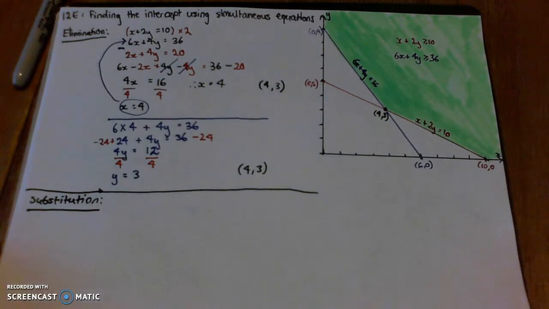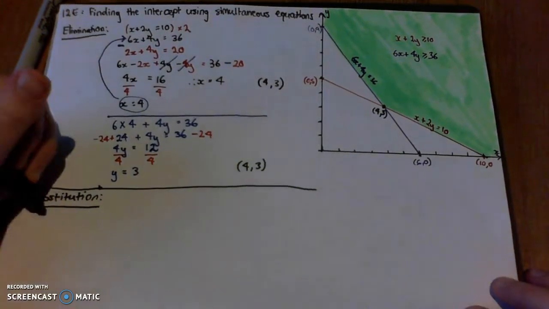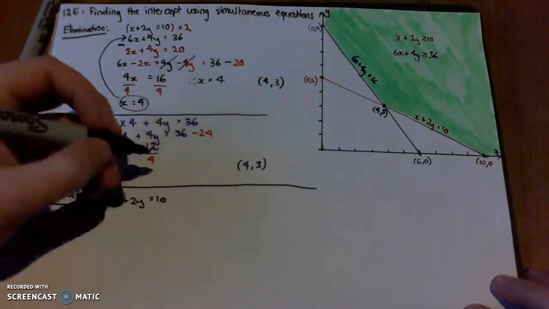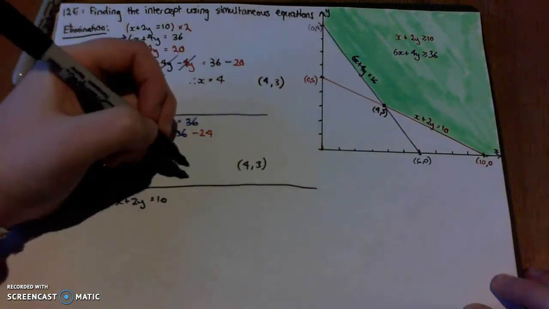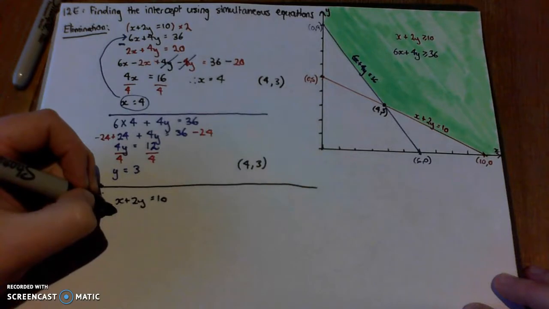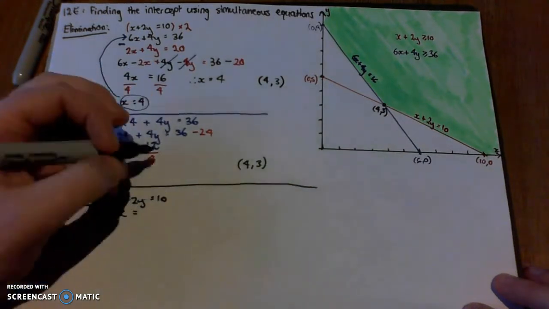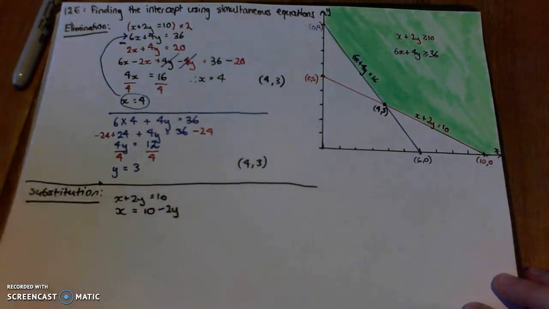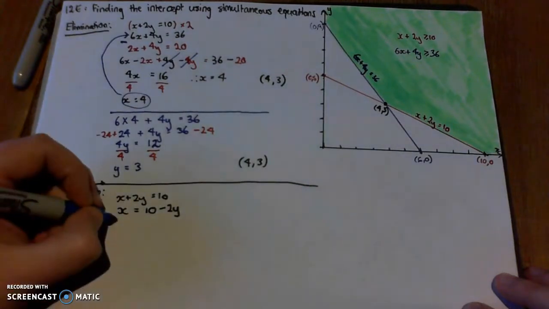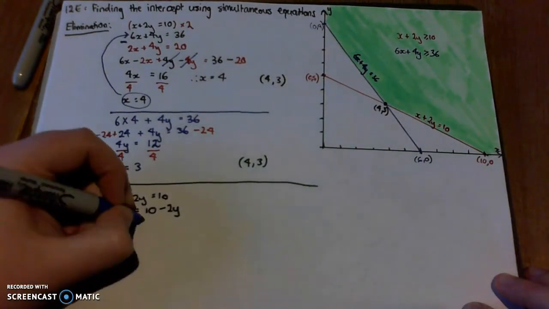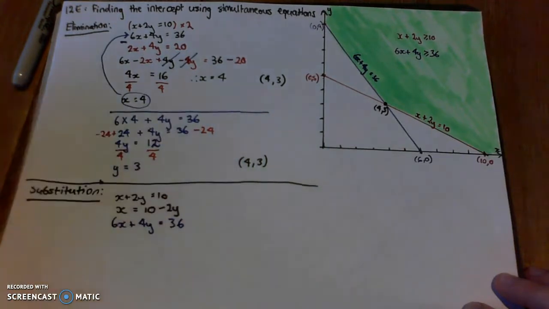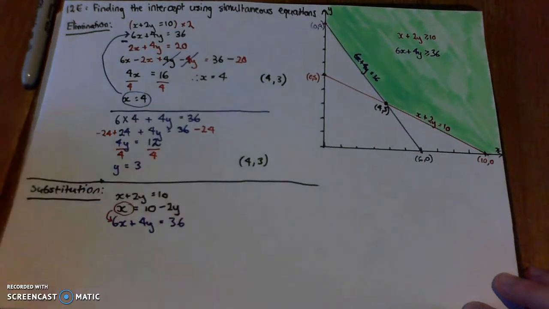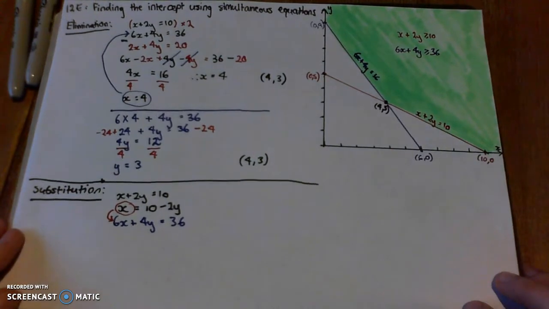So the way that we solve for substitution is again using these two equations. So x plus 2y is equal to 10. We're actually going to convert that equation. We're going to rearrange it. We'll make x the subject, and that it's equal to 10 minus 2y. Our second equation, which is 6x plus 4y is equal to 36, we are going to place this x value into this equation. We're going to substitute it in. That's why it's called substitution.